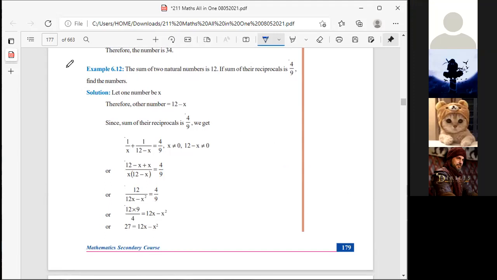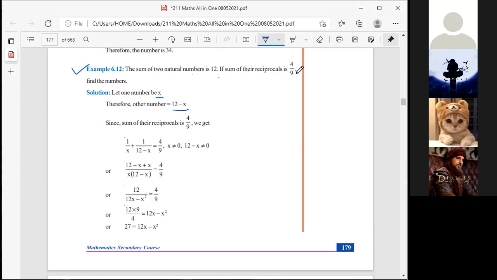Okay, now we are moving to this sum, 6.12. The sum of two natural numbers is 12. If two natural numbers have a sum of 12, if I take one as x, can I take the other as 12 minus x? Yes.